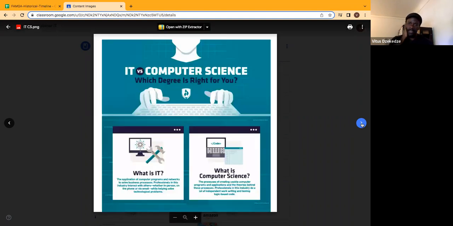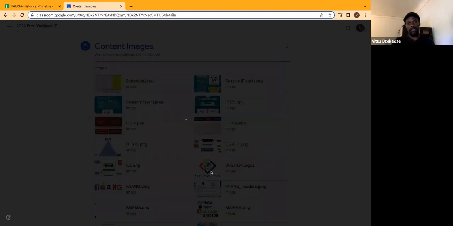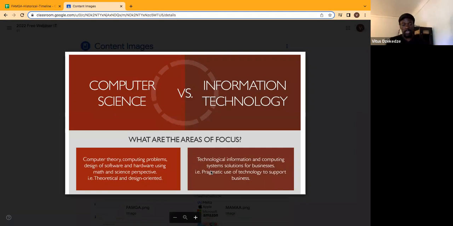Now, what is computer science? What is IT? And what is IS? There is a major difference between what IT and computer science is. IT is like a toolbox, the tools that you need to be able to use computer science. Computer science is learning about the theory of how computers work and also learning how to build them. So the professionals in this industry do a lot of independent work and build computers per se. Computer theory is what you're going to study: computing problems, how to design software and hardware, using math and science. So they learn both theory and practicals.